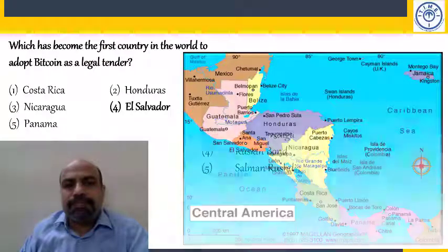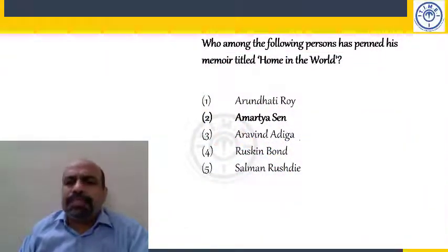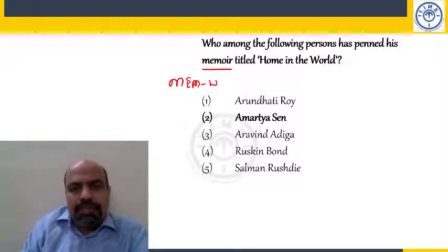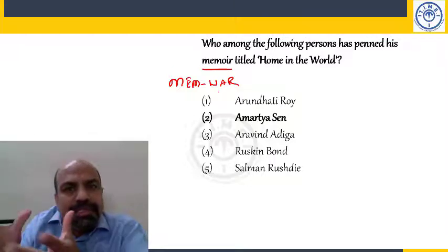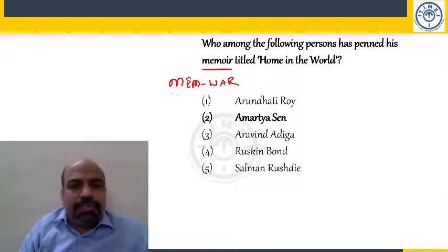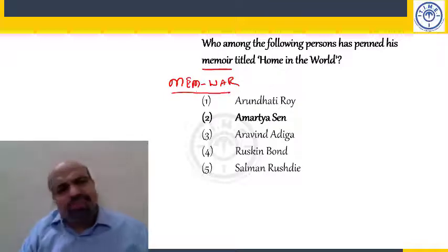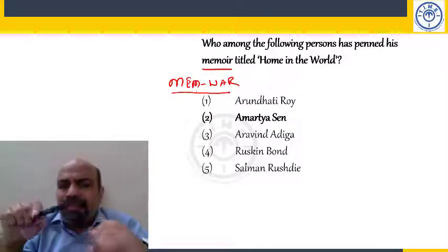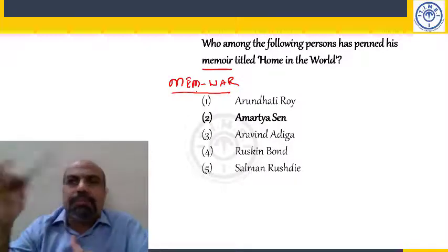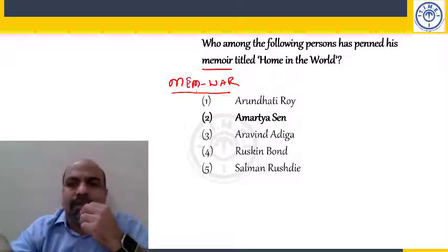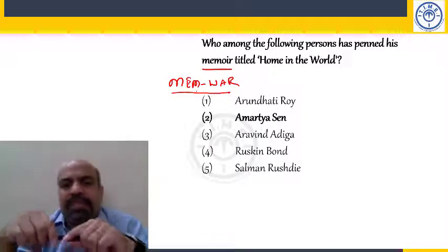Nice places. Which of the following persons has penned his memoir? Memoir. How do we pronounce this? You can pronounce this as memoir, a collection of memories. Mem relates to memories. Memoir is the right pronunciation. You can also say memoir. That's also right. There are two major pronunciations. What's this collection of memories called? Home in the World, and it's written by Amartya Sen.